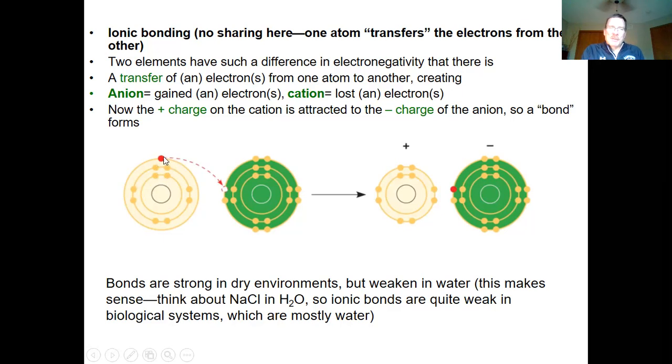sodium doesn't want this one valence electron, because if it gets rid of it, it'll have a full valence shell below. Chlorine would love to take that one to fill its valence shell. In transferring that, sodium becomes positive, chlorine becomes negative, and then an electrostatic charge bonds them together. Ionic bonds are very strong in dry environments, but weak in water, which is why ionic compounds dissolve and are electrolytes and are very important to all living beings.